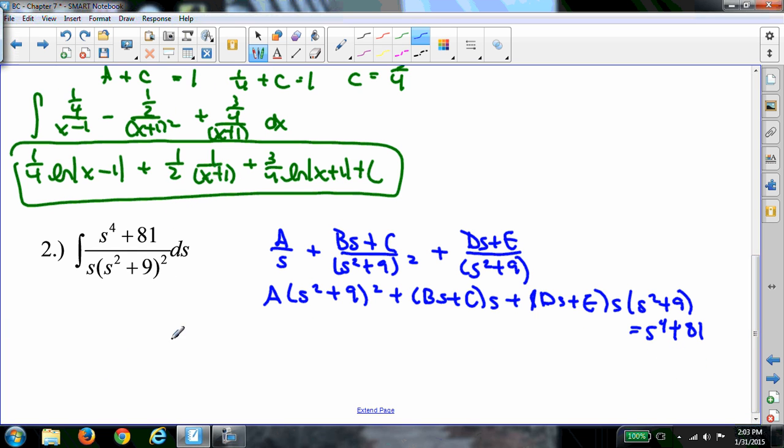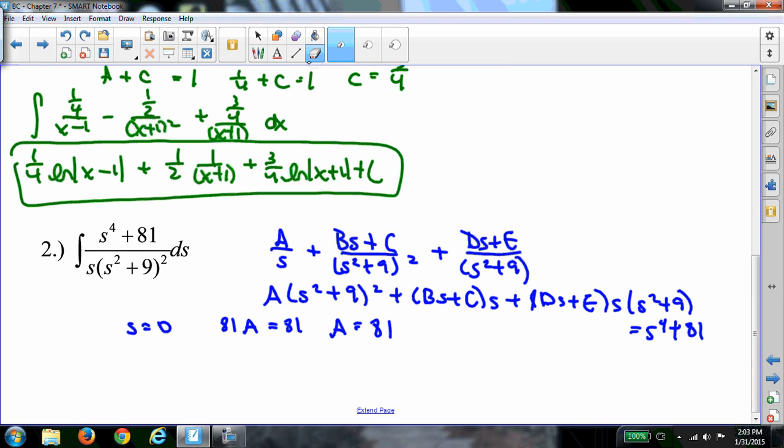Alright, so let's start with substitution. Not a lot of places we can substitute, so let's start with s equals 0. If I substitute in s equals 0, I get 81a plus 0 equals 81. So a equals, oh, I'm sorry, a equals 1. And unfortunately, I think that's the only thing I can substitute.